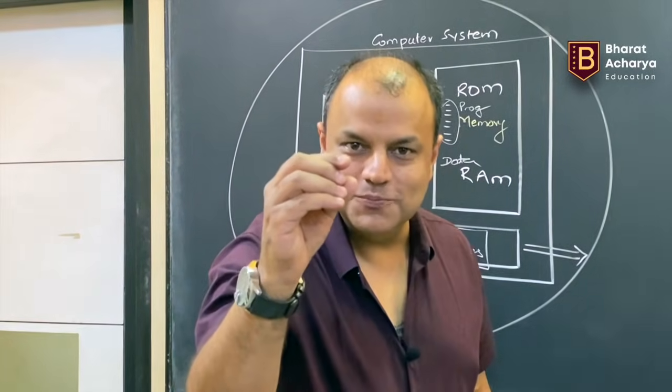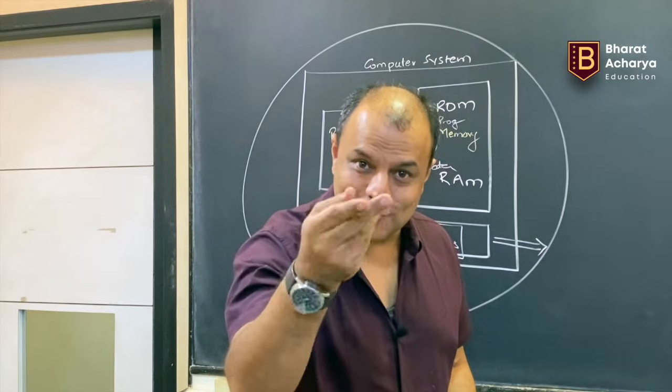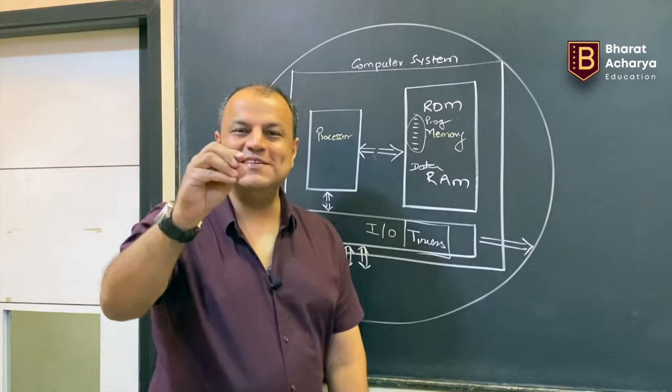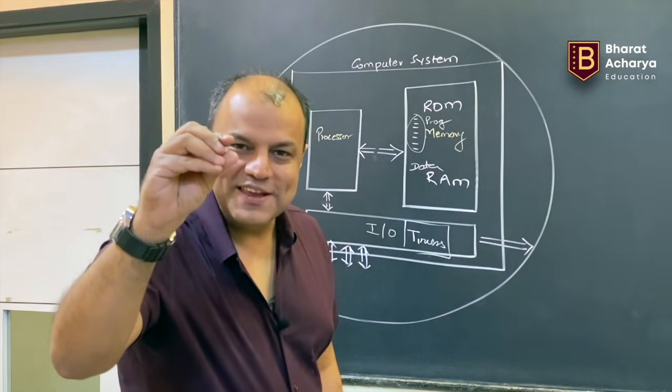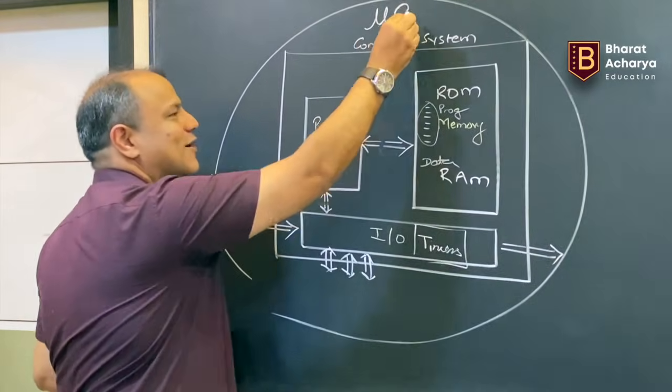Wouldn't that be awesome? A single chip which has a processor, RAM, ROM, I/O ports, timers, and many such things which are useful to build a system. Wouldn't that give you a very compact computer system? That is what a microcontroller is.